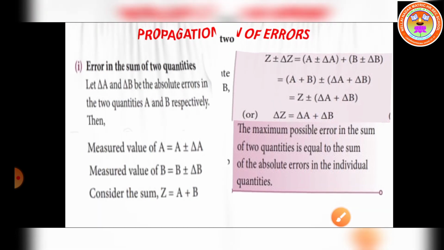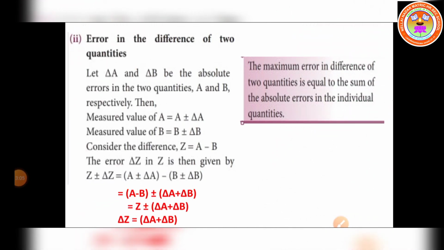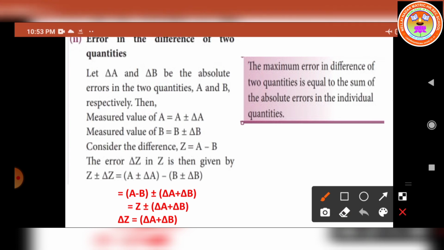Okay. So now let us move on to the next type, error in the difference of two quantities. Let delta A and delta B be the absolute errors in the two quantities A and B respectively. Then the measured value of A is A plus or minus delta A, and the measured value of B is B plus or minus delta B. Consider the difference Z is equal to A minus B, because we are going to find the error in the difference of two quantities. That's why we are taking Z is equal to A minus B.